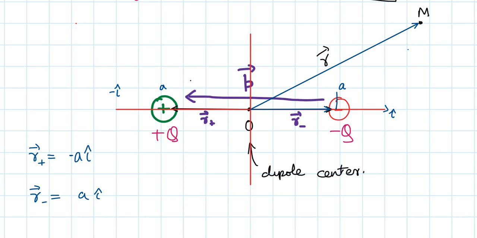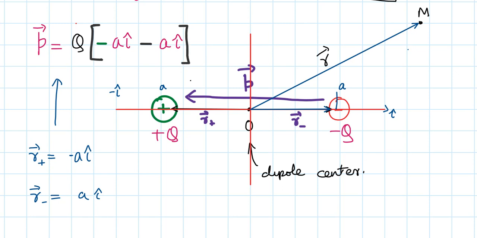Thus, measuring the dipole moment in this new system will be P is equal to q times R plus, which will be minus A I cap, minus A I cap, thus giving you the value minus 2 times A times q times I cap.